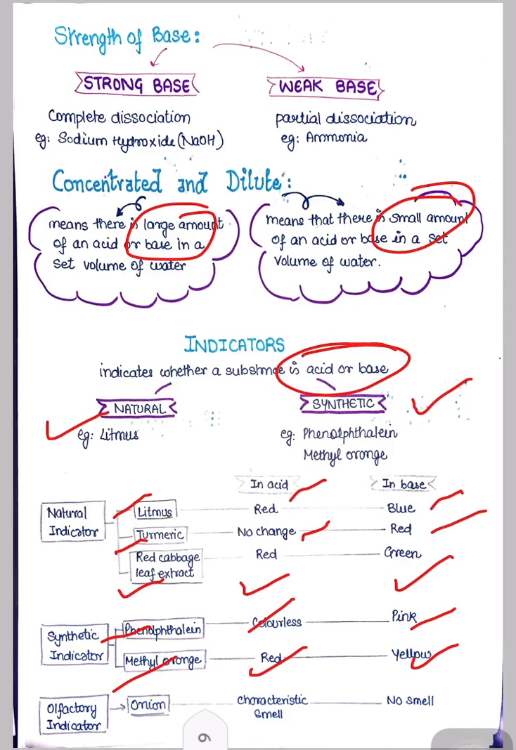Now a new type of indicator is olfactory indicators. They indicate through a change of smell. They indicate whether the substance is an acid or a base with the help of smell. For example, onion gives a characteristic smell in case of acids, but gives no smell in case of base. There are various other examples, such as clove oil and vanilla extract. They all come under olfactory indicators. There is another kind of indicator, the universal indicator, which is actually a mixture of various kinds of indicators. We can also use pH.